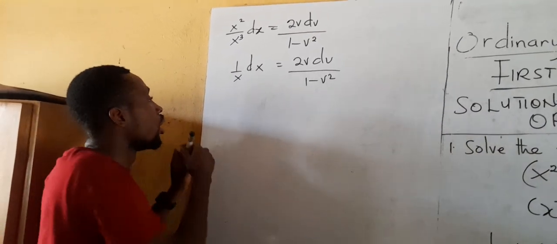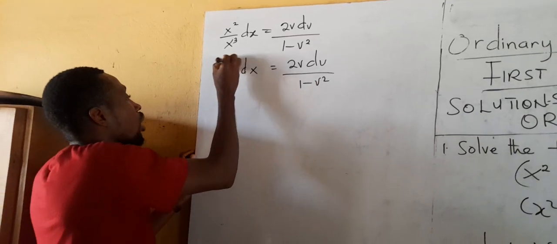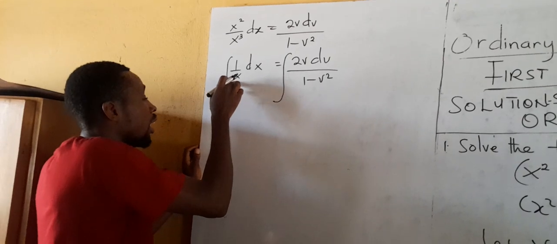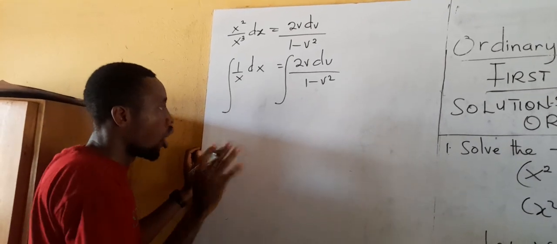So what's the next thing? To get a function, we integrate both sides. So we integrate both sides of the function. Remember, the integral of 1 over x is linear, so we don't have a problem.